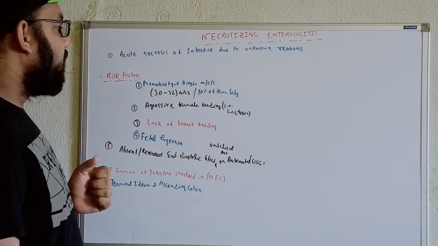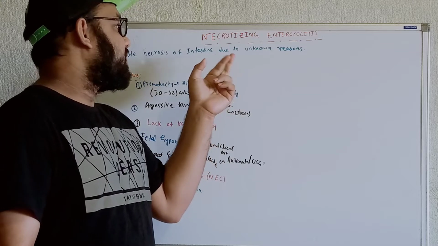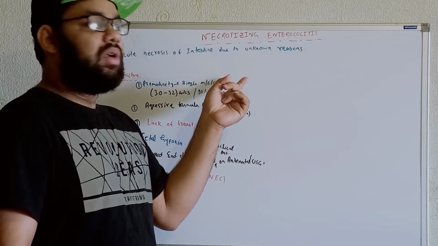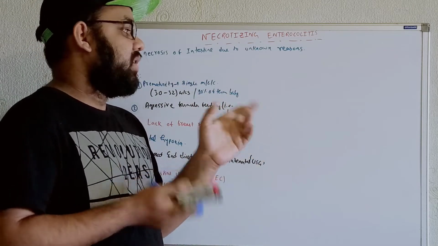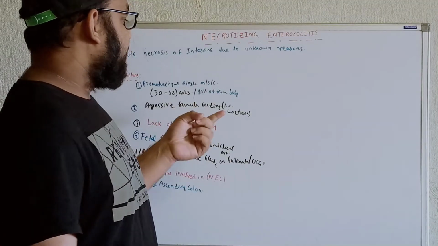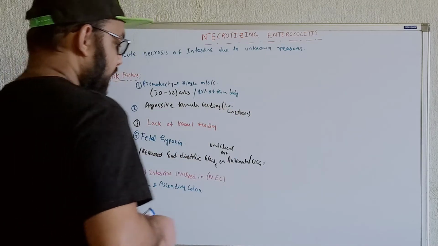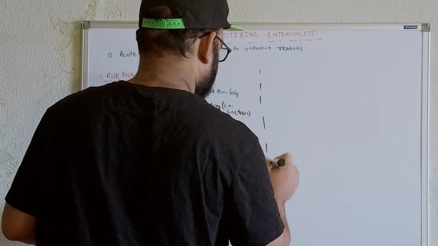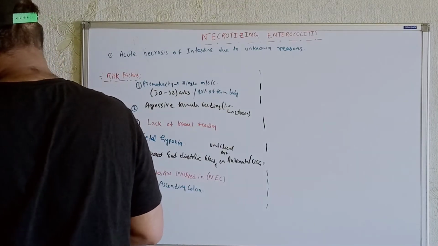Okay. Now we'll talk about the different stages. As far as Bell's staging is concerned, we basically get 3 stages for the development of necrotizing enterocolitis. First we'll get the mild, then we'll get moderate, and third we'll get the severe stage. What are the different features we'll get in this case? Let's talk about all these things.